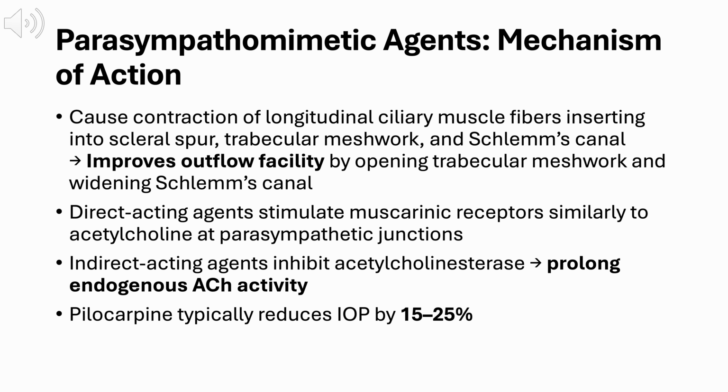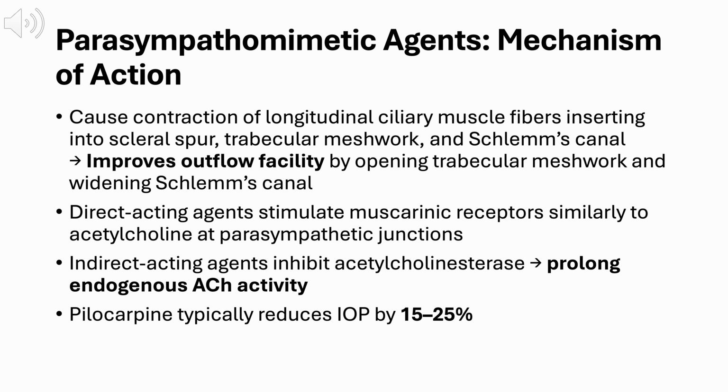Let's take a closer look at how parasympathetomimetic agents actually work. These medications function by contracting the longitudinal fibers of the ciliary muscle, which pull on the scleral spur and the trabecular meshwork. This action widens Schlemm's canal and improves outflow facility, allowing aqueous humor to drain more efficiently and lowering intraocular pressure. Direct-acting agents, like pilocarpine, bind to muscarinic receptors and mimic the action of acetylcholine at parasympathetic junctions.